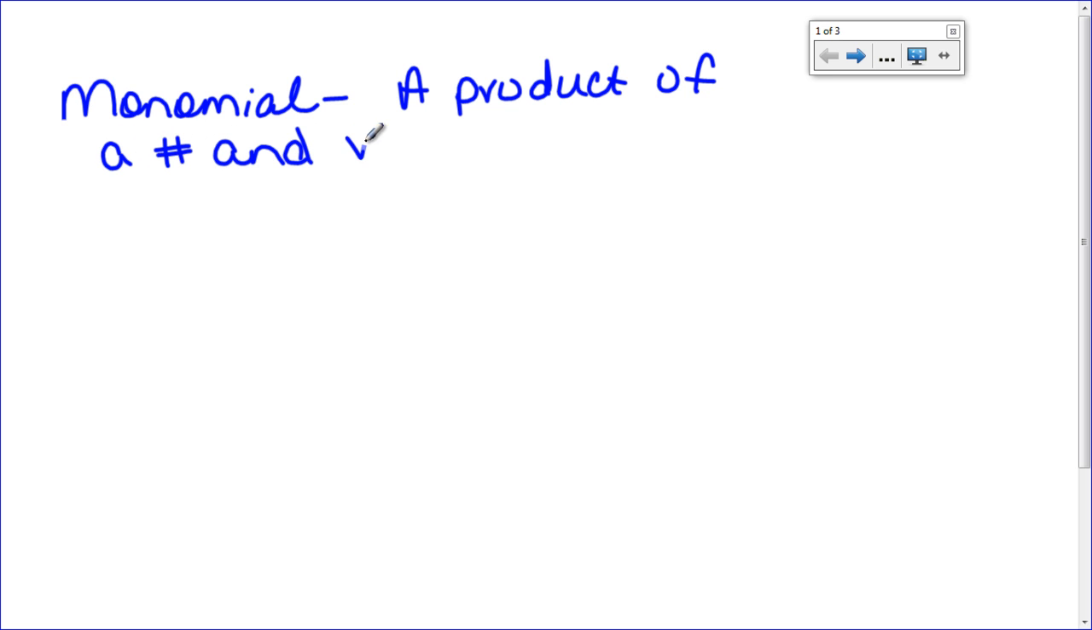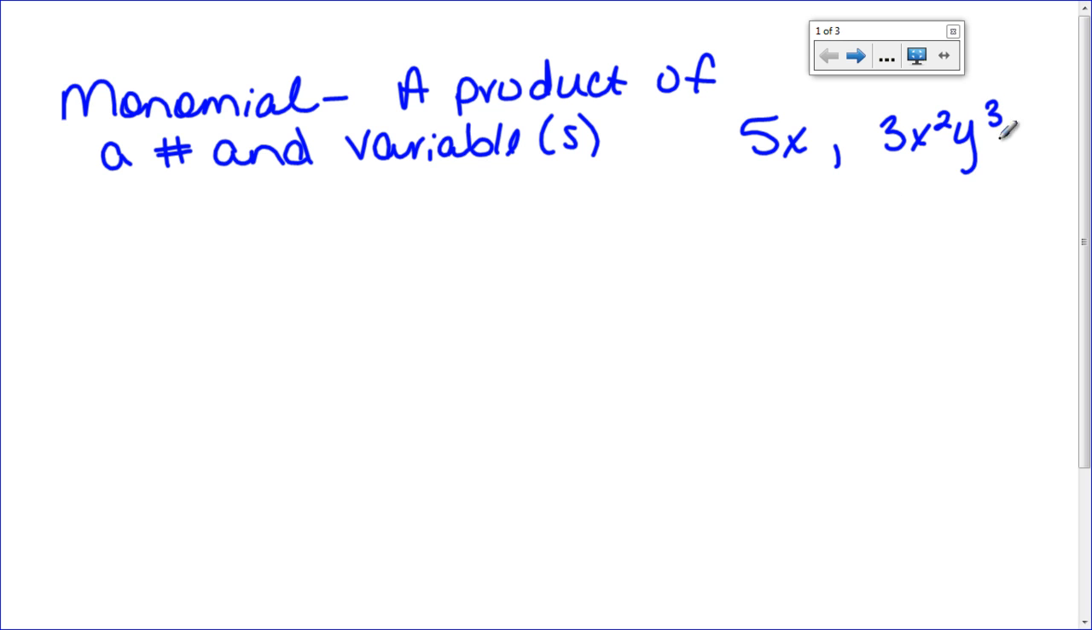A monomial is a product, so it means multiplication, of a number and a variable or variables. It could be one variable, it could be 3 variables. So it's several of them. An example of a monomial would be 5x. Another example would be 3x squared y to the third. Those are monomials. It's got a product of a number and then the variables. Usually the variables have powers.